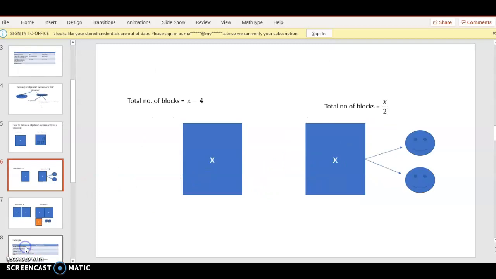Now the third situation, the total number of blocks.